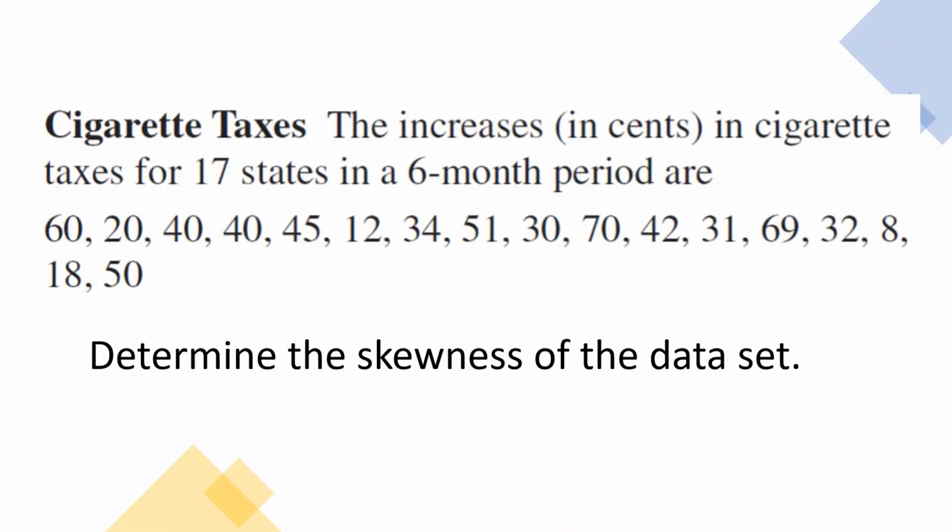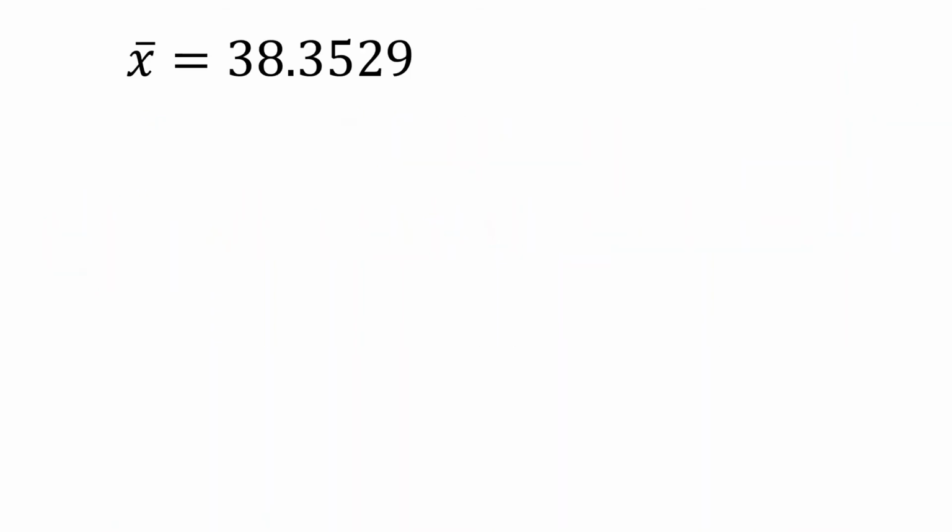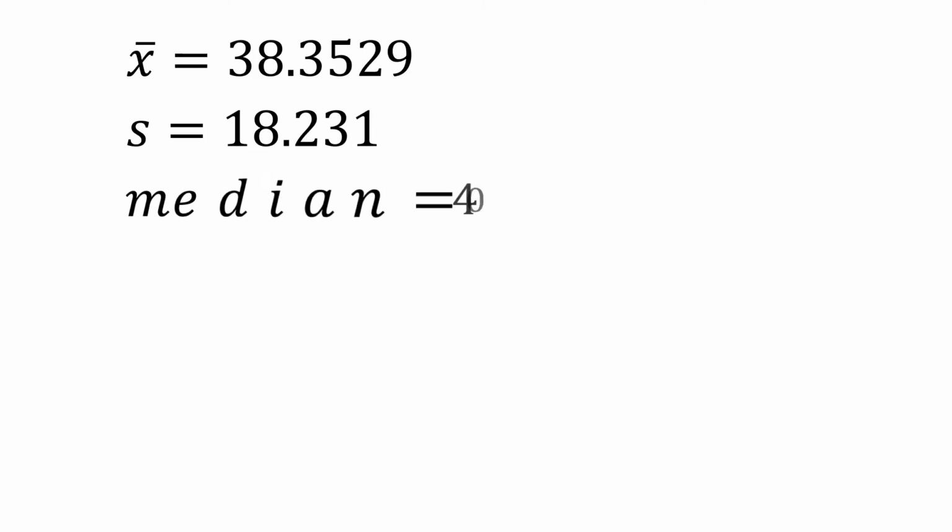Example. The increases in cents in cigarette taxes for 17 states over a 6-month period are as follows. Determine the skewness of the data set. You can verify that X bar is equal to 38.3529, the standard deviation is equal to 18.231, and the median is equal to 40.